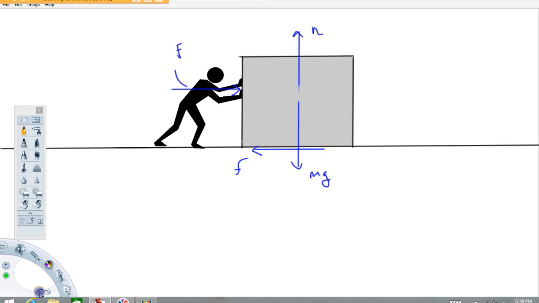So I'm going to go back and redraw it. I'm going to get rid of it. What happens when this person starts pushing? You have a pressure underneath here, right? Pressure is force per unit area.